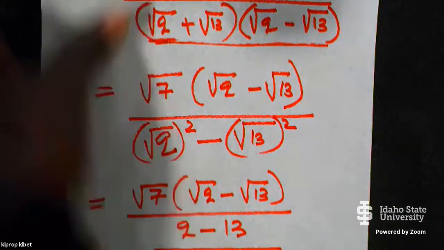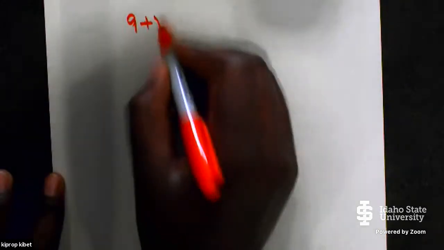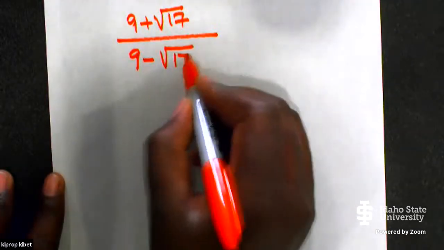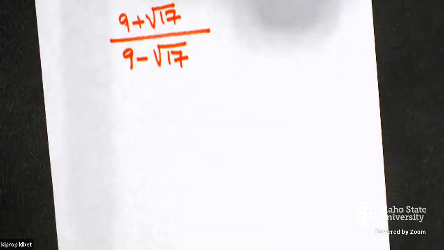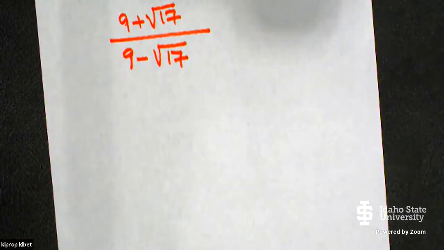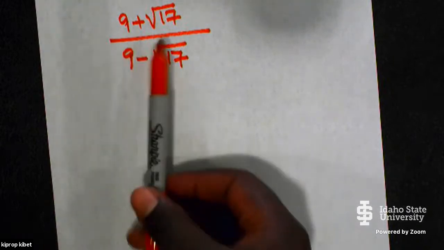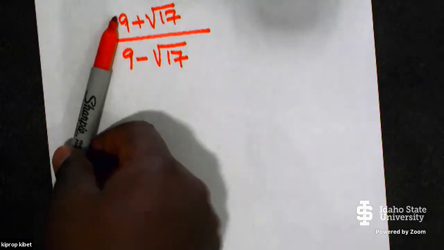Okay, another example. Second last example in our notes. Simplify 9 plus the root of 17 all over 9 minus the root of 17 by rationalizing the denominator. So you should know which one is the denominator and which one is the numerator. This is the denominator, this one is the numerator.